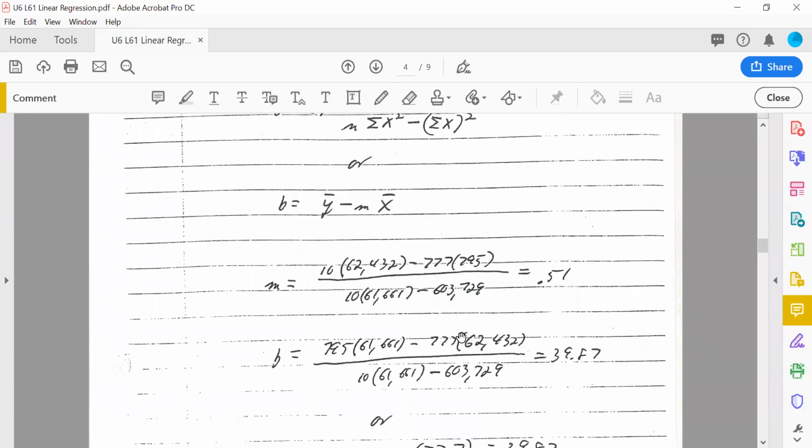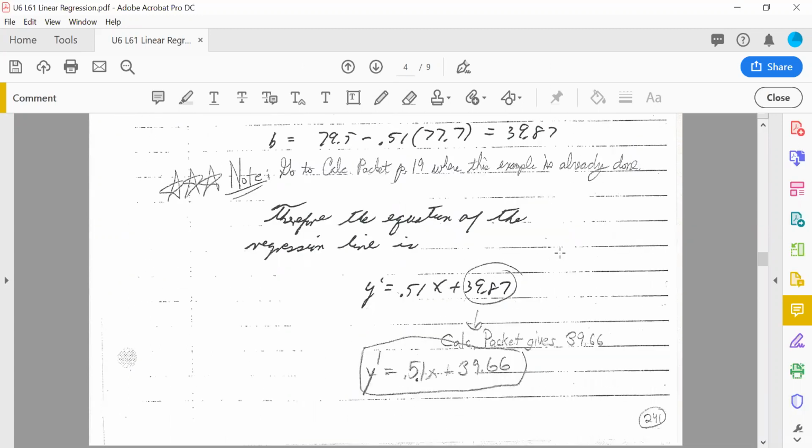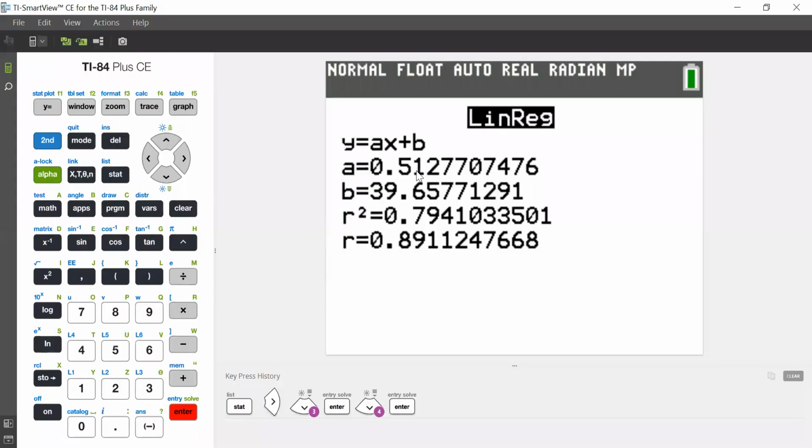Okay, so there it is. And notice it says the slope turns out to be 0.51 and the y-intercept turns out to be 39.87 by hand. And I said the calculator packet gives 39.66. So 0.51 is the slope, 39.66 is the y-intercept. Let me go back to the calculator really fast. 0.51 is the slope, 39.66 is the y-intercept. This calculator gives you the equation of the regression line. How cool is that? What is the regression line, in case you have forgotten?